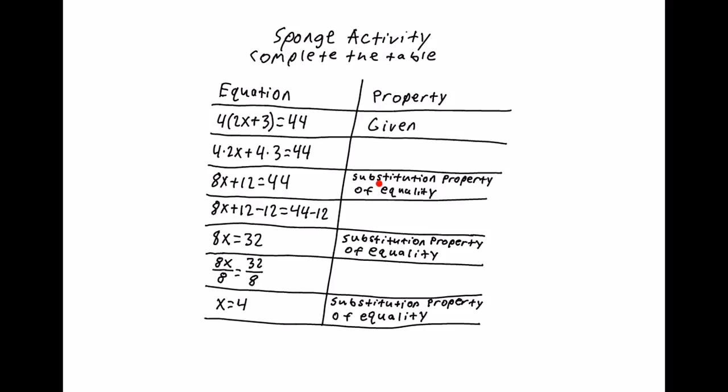So 4 times 2x is 8x. That's the substitution property of equality. 4 times 3 is 12. 4 times 3 is equal to 12. So it was substituted for something it was equal to. So the substitution property of equality. So that one shows up a lot, so I just threw that one in there for you to give it.